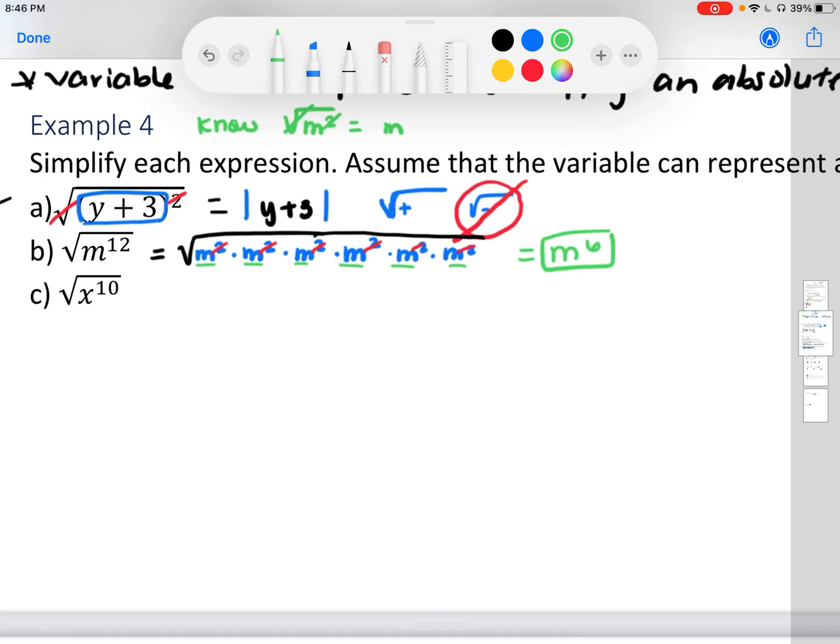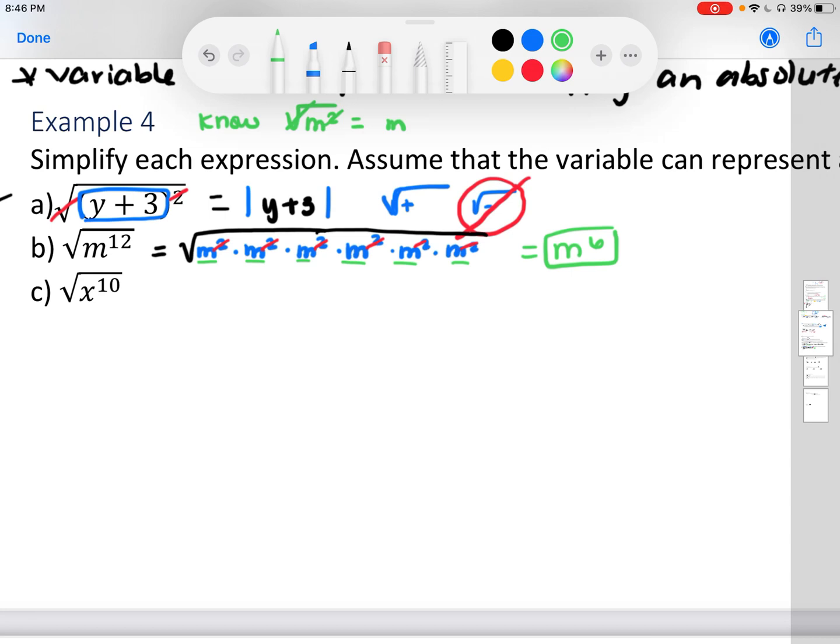Now, what's my clever way of thinking about it? What's really happening is this square root, which we say has an index of 2 since it's a square root, is dividing your 12 by 2. 12 divided by 2 gives us 6, just as our exponent here. But again, we'll talk about exponents as a fraction and index values soon enough.